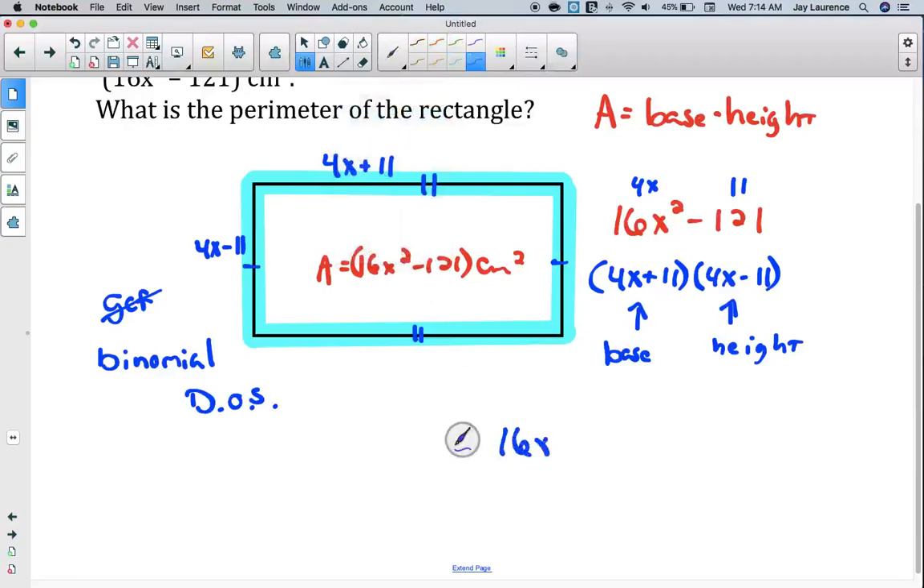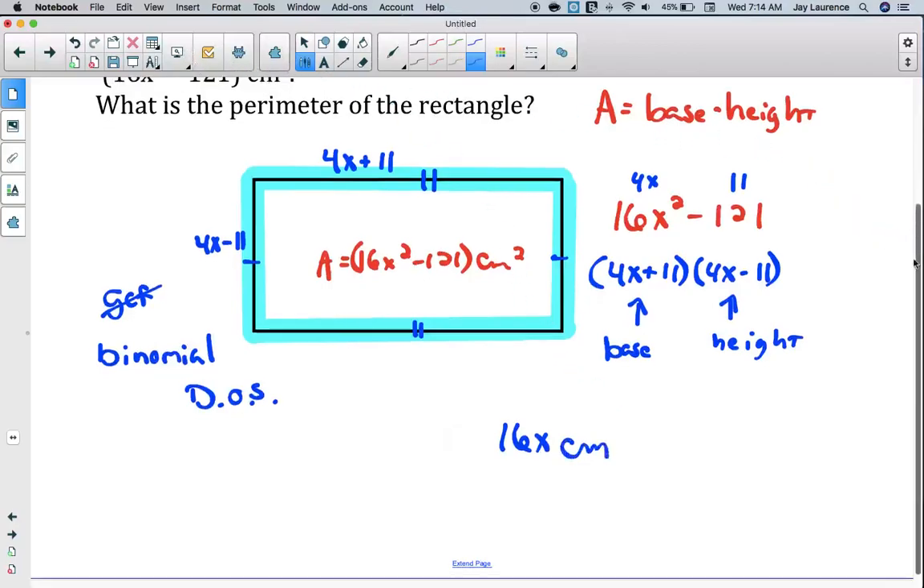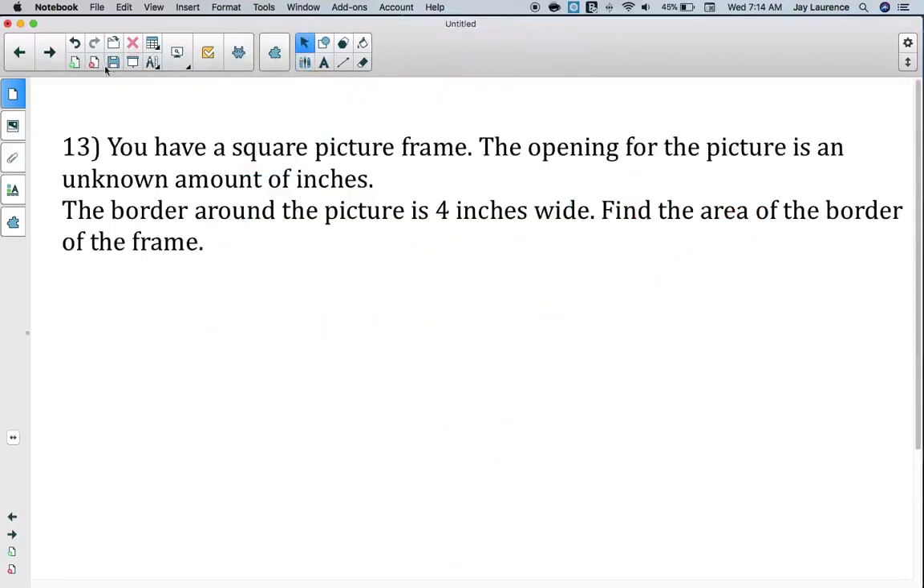16x. But there's a minus 11 there because those sides are congruent, right? It's a rectangle. And so it's just 16x centimeters is the perimeter of the shape. Okay, that's problem 12. I'm going to do problem 13. I'm not going to do problem 14 because you're going to do it.